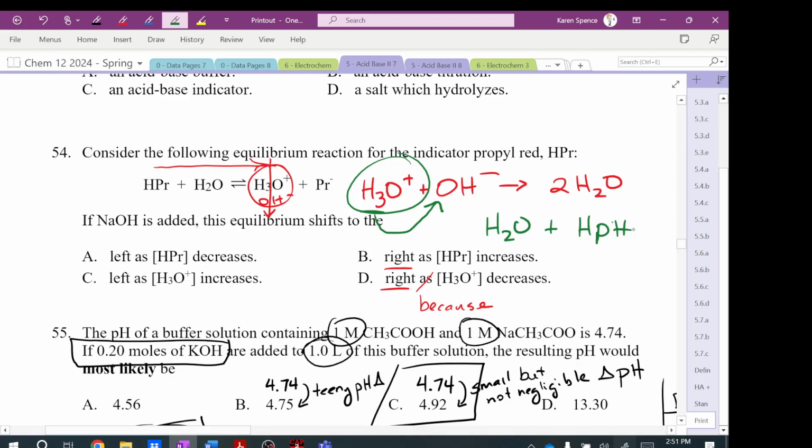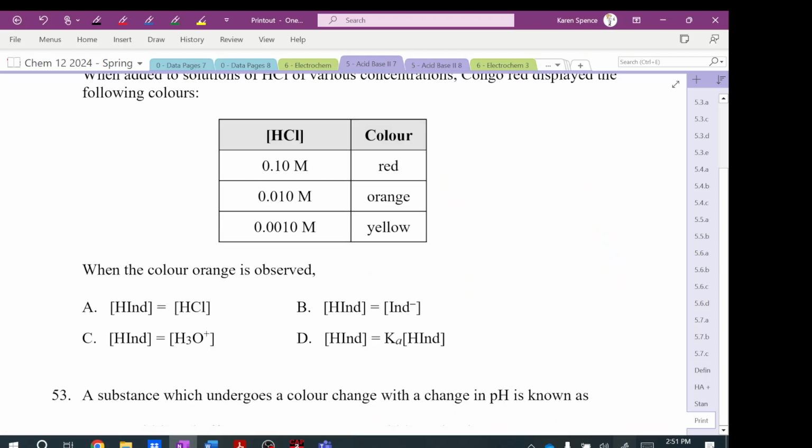How are we doing? We got more questions? 47, yes, we sure can.